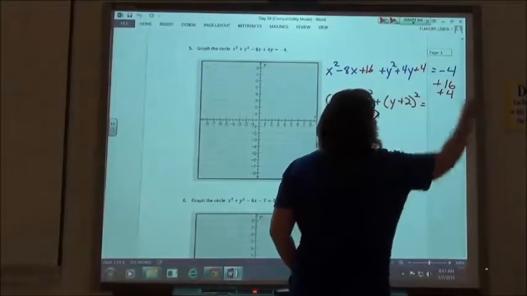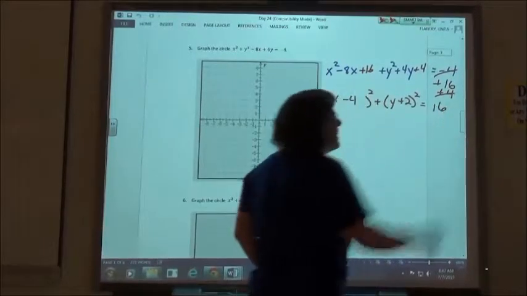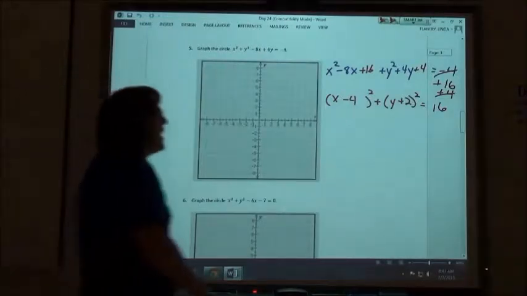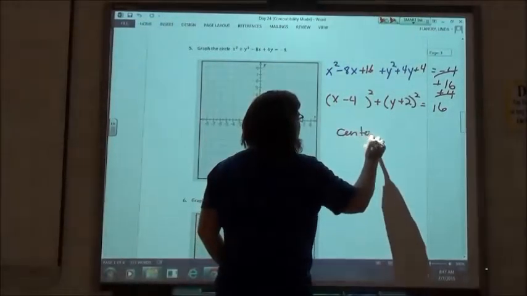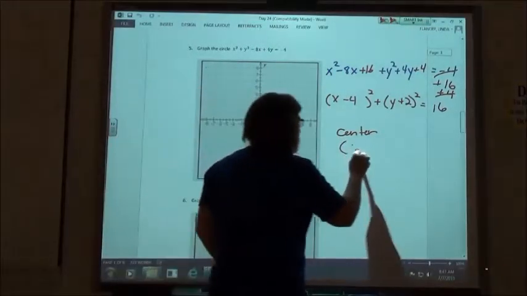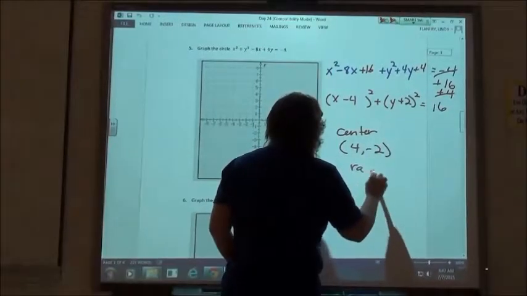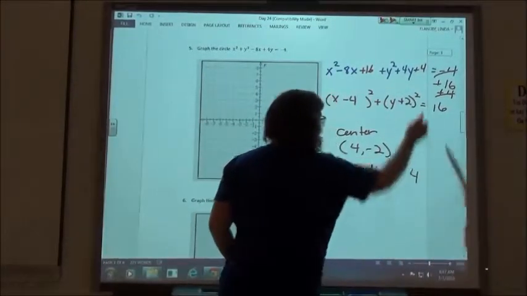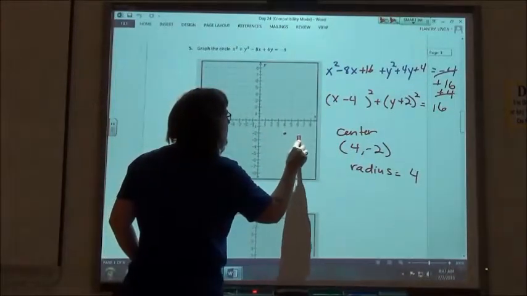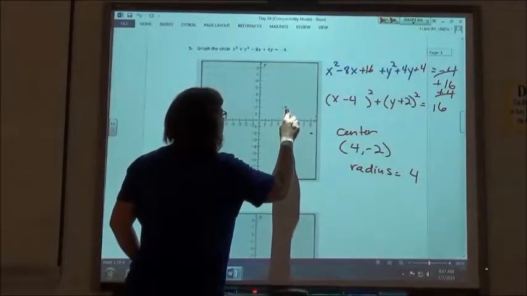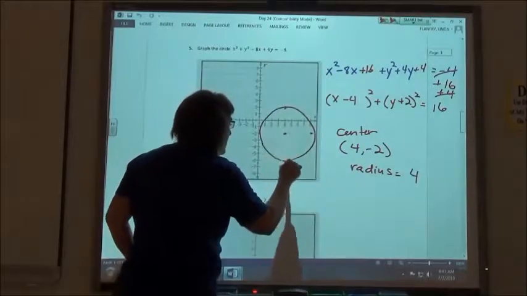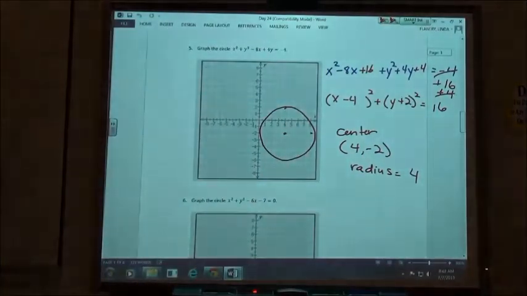And over here, if I do my adding and subtracting, the 4's are going to cancel out, so I'm just going to get my 16 over there, right? So my center would be at 4, negative 2, and my radius is 4. Square root of 16 is 4. So 4, negative 2 with a radius of 4. Or something sort of like that.